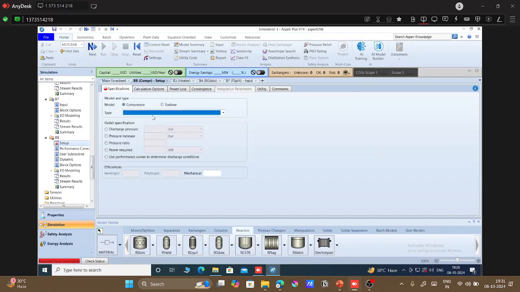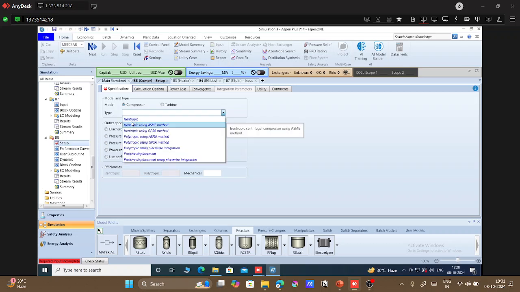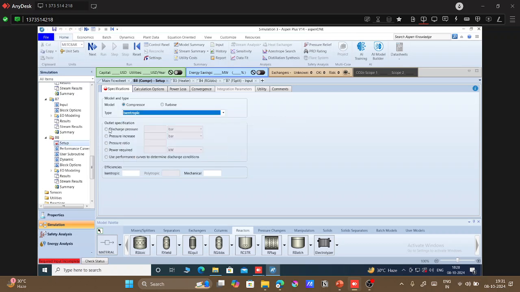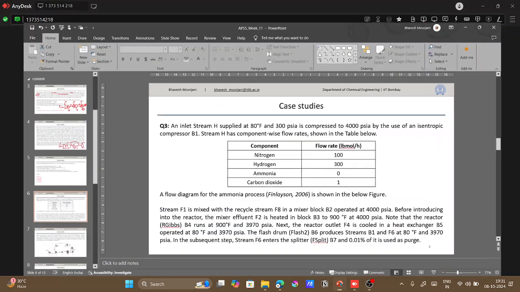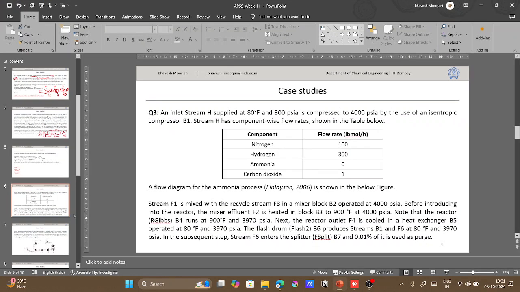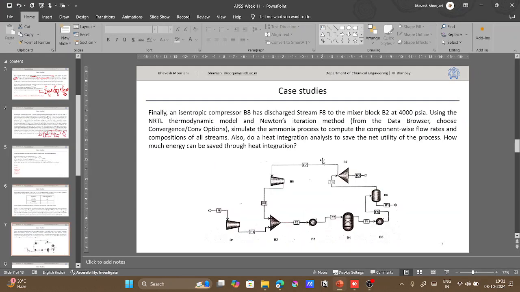That is being compressed. For the compressor type, again we will select isentropic since nothing is provided, and it is compressing back this recycled gas at 4000 psia, right? And with that we have almost provided all the information.